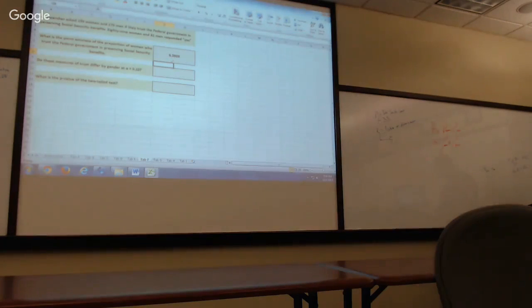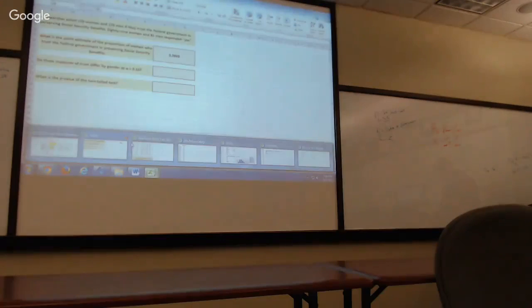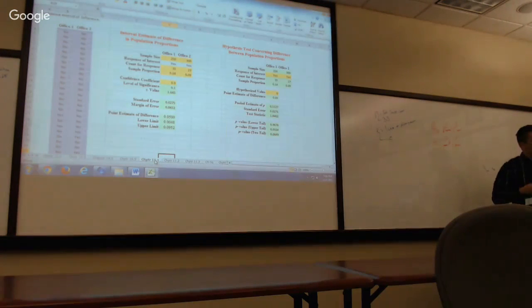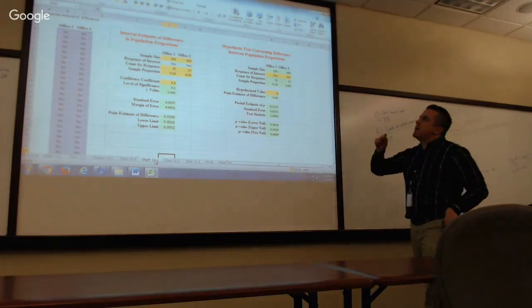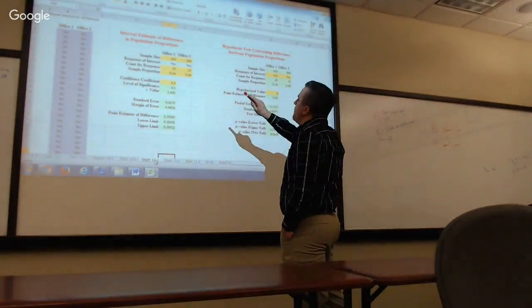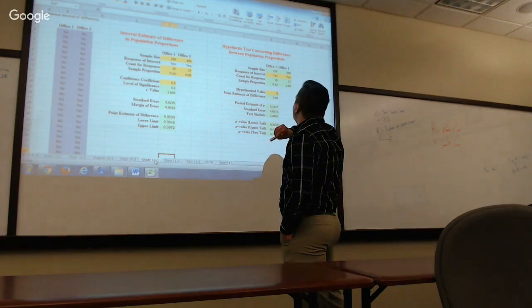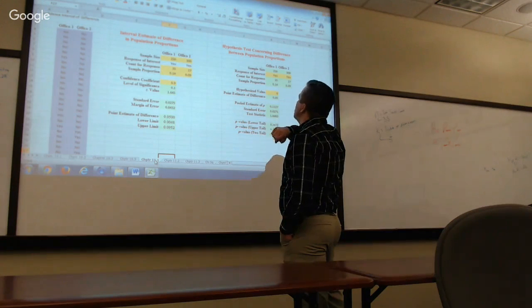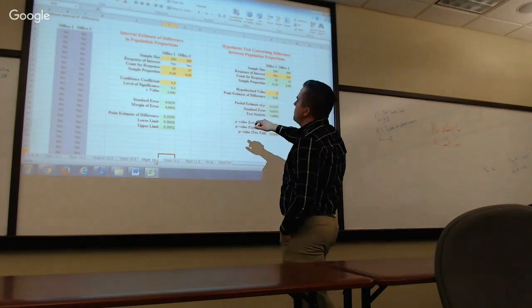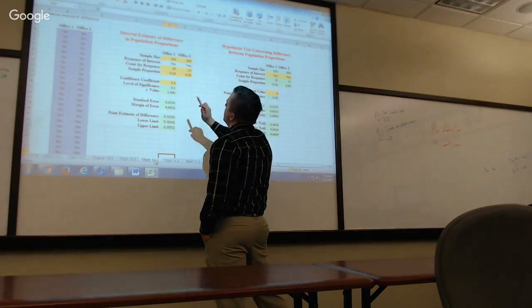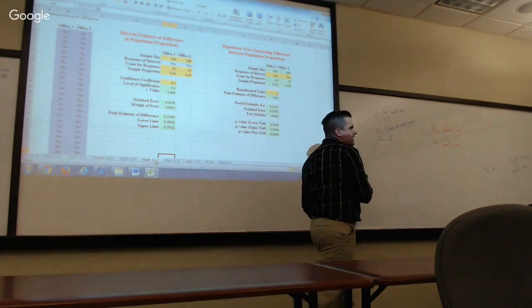So we're doing proportions. It's chapter 11. In your fancy final exam review that I sent you, we can go to chapter 11.1. And here we have interval estimation of difference in population proportions and hypothesis testing difference between population proportions. And these are pretty much the same. We're running a two-tailed test. So we are not doing an interval estimation, we're doing a hypothesis test.